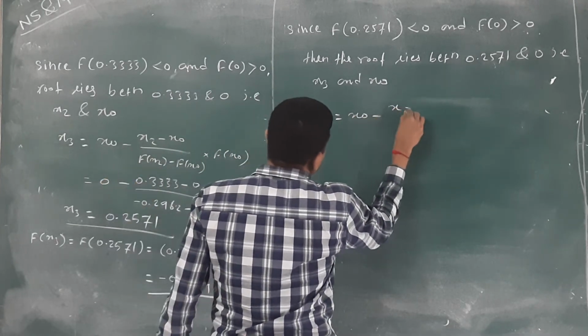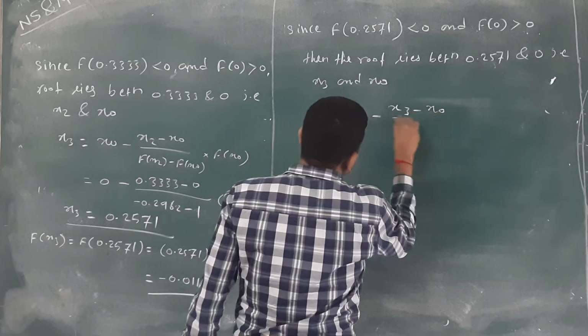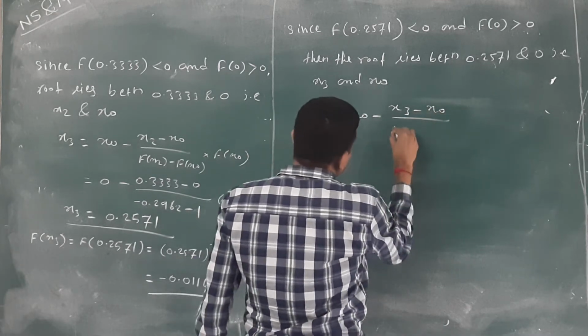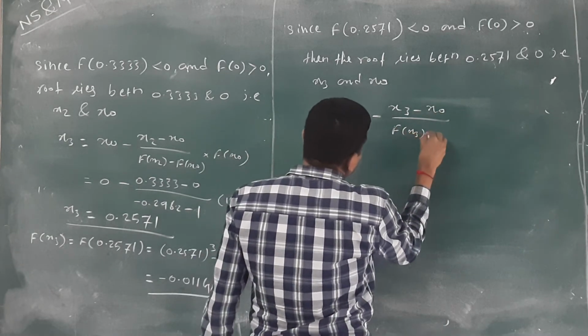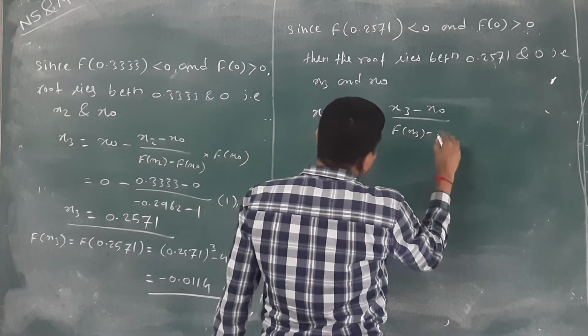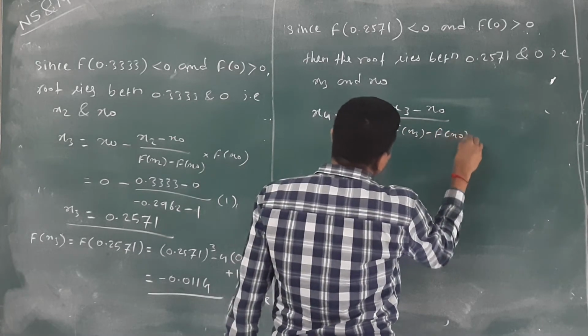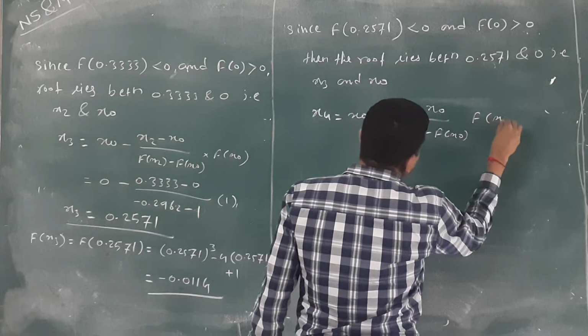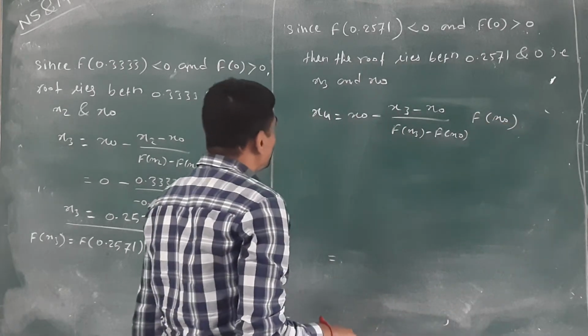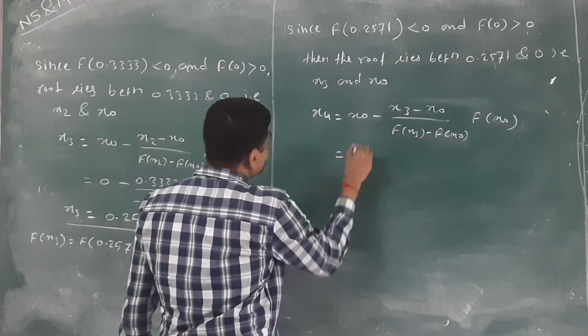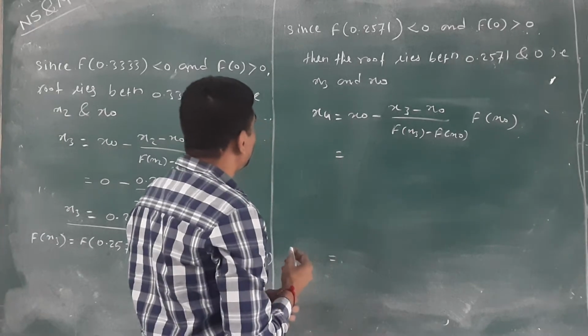formula: x0 minus (x3 minus x0) divided by (f of x3 minus f of x0), times f of x0. Okay, we have to put the values in this equation. What is the value of x0?